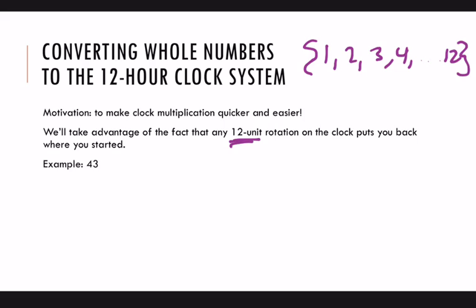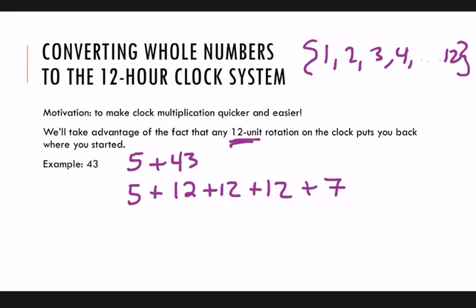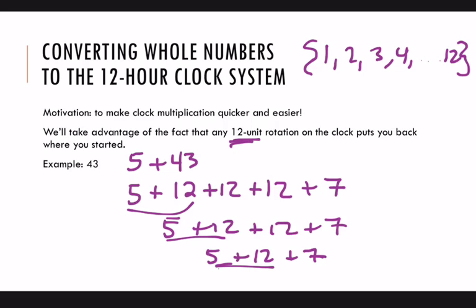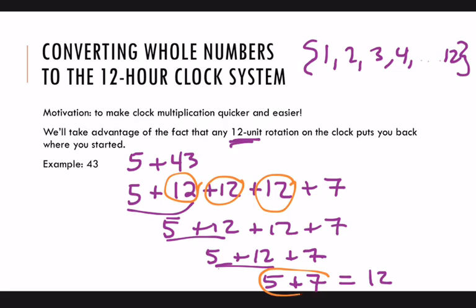So let's start with maybe 5 o'clock and add 43. Notice that 43 is really 12 plus 12 plus 12 plus 7. So 12 times 3 is 36, plus 7 is 43. Notice that adding each of these 12s, 5 plus 12 is still 5. If you add 12 hours again, you're still at 5, and again, you're still at 5. Then you have one final addition to do, 5 plus 7 is 12 o'clock. So in other words, these three 12s really didn't make any difference in this problem at all. We would have gotten the same answer if we had just added 5 plus 7.